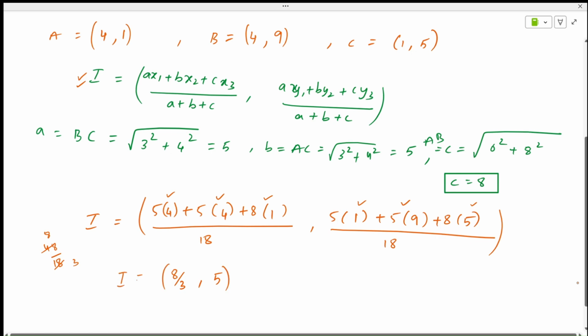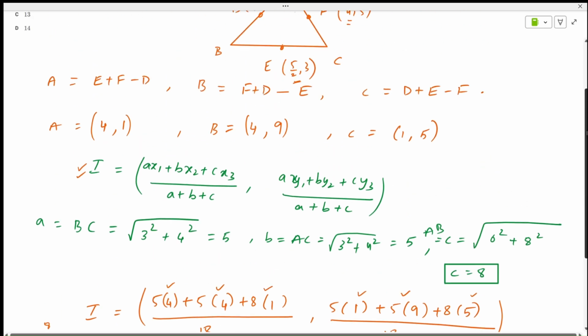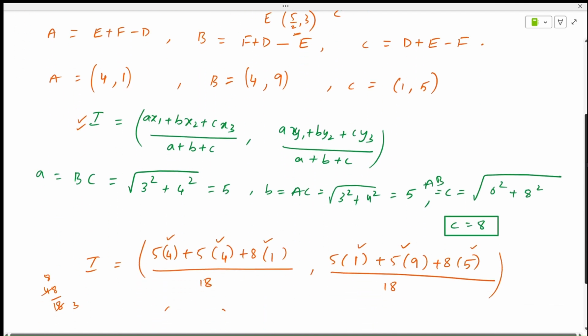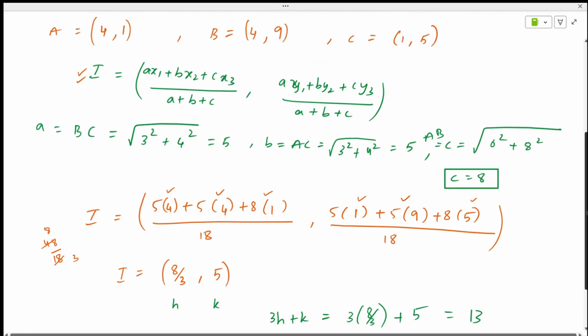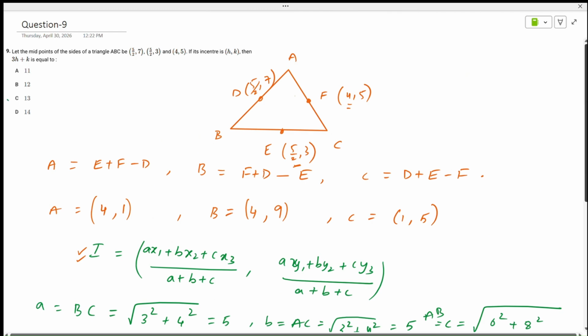So these are h comma k. We have to find 3h plus k. So if this is h and this is k, 3h plus k is equal to 3 into 8 by 3 plus 5, which is equal to 13. So the answer is 13, option C.